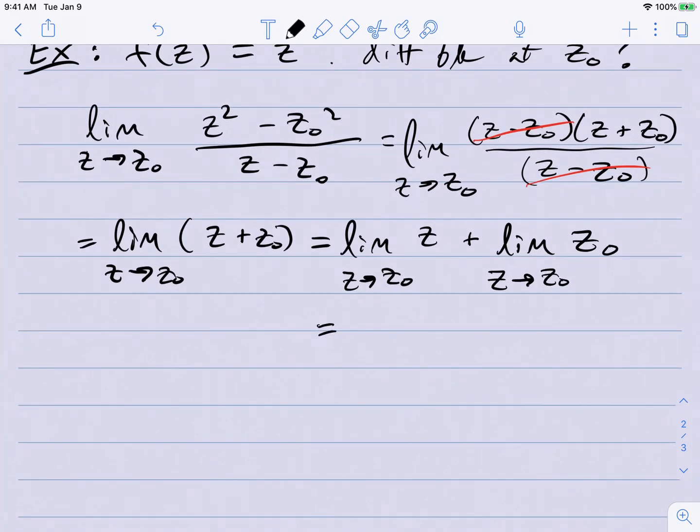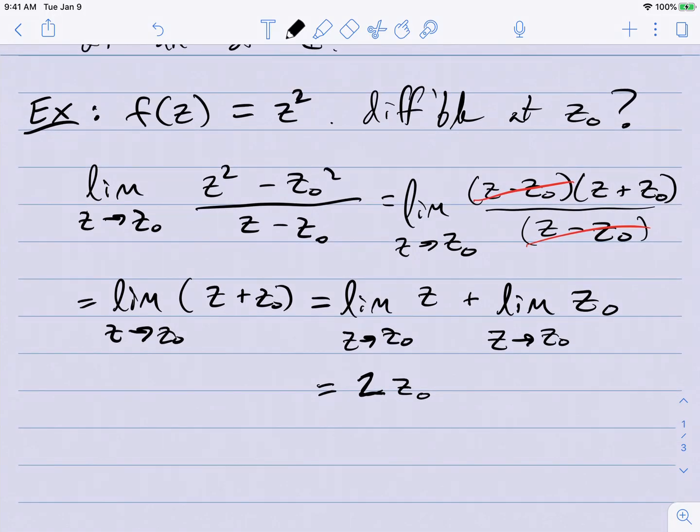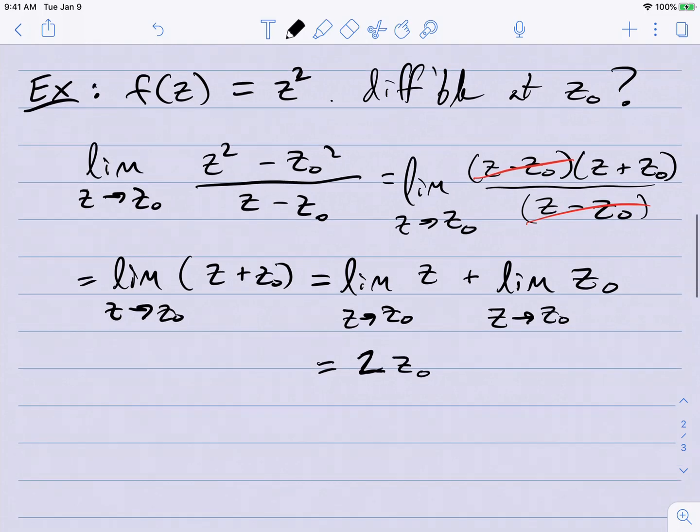This is pretty straightforward. So this is a constant function. z naught is a constant that we've fixed. So that's just z naught. And this is, well, what happens as z approaches z naught? Well, z approaches z naught. And so at the end, what I get is 2 times z naught, which is the familiar expression for the derivative of z squared. So we get the same formula as in real analysis for this derivative.